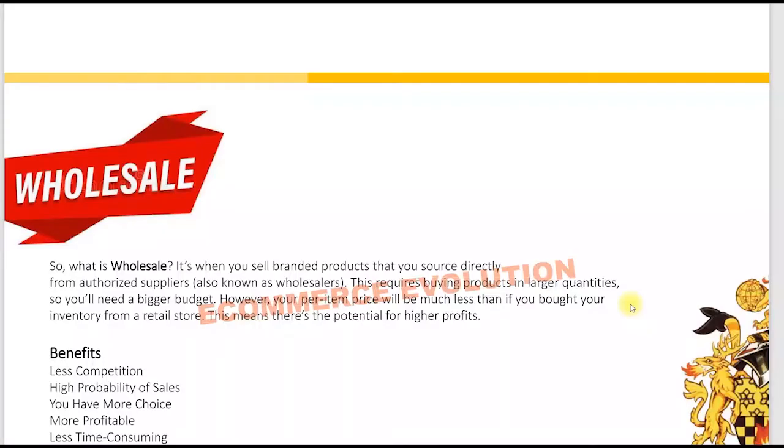Okay guys, so first we should read out whatever is in the slide here: what is wholesale. It's when you sell branded products that you source directly from authorized suppliers, also known as wholesalers. This requires buying product in larger quantities, so you will need a bigger budget. However, your per item price will be much less than if you bought your inventory from a retail store. This means there is a potential for higher profits.